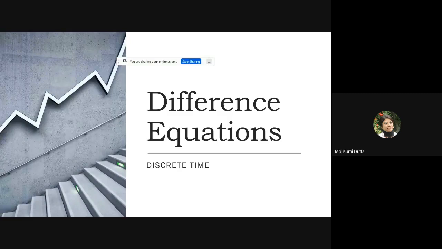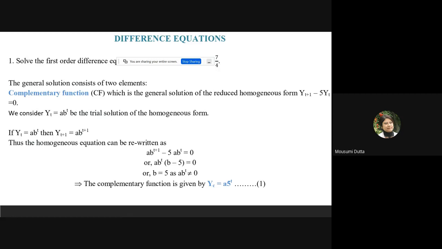Okay, so we are starting to discuss difference equations and their applications in economics. I'll start with a numerical and then move to the specific economic cases. Okay, so I'm starting with a numerical.